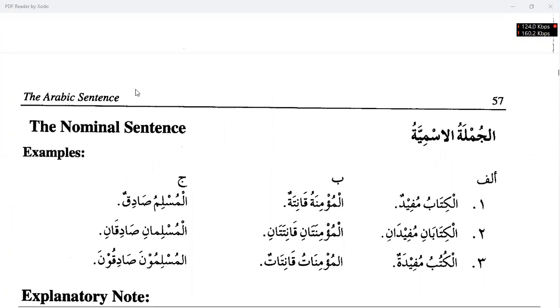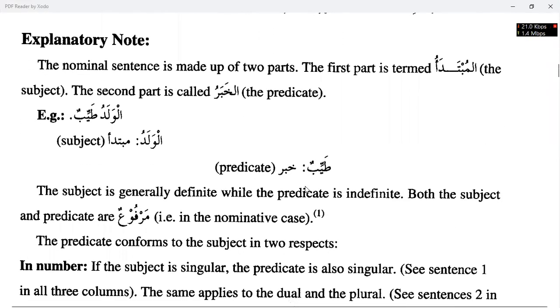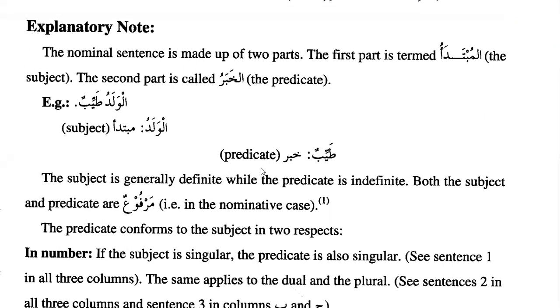Next student is Muhammad Sam Usman Ambalo. Assalamualaikum. I start from the explanatory note. The nominal sentence is made up of two parts. The first part is termed Mubtada, the subject. The second part is called al-khabaru, the predicate. Example, al-waladu tayyibun. Al-waladu is the mubtada, the subject. Tayyibun is the khabar, the predicate.